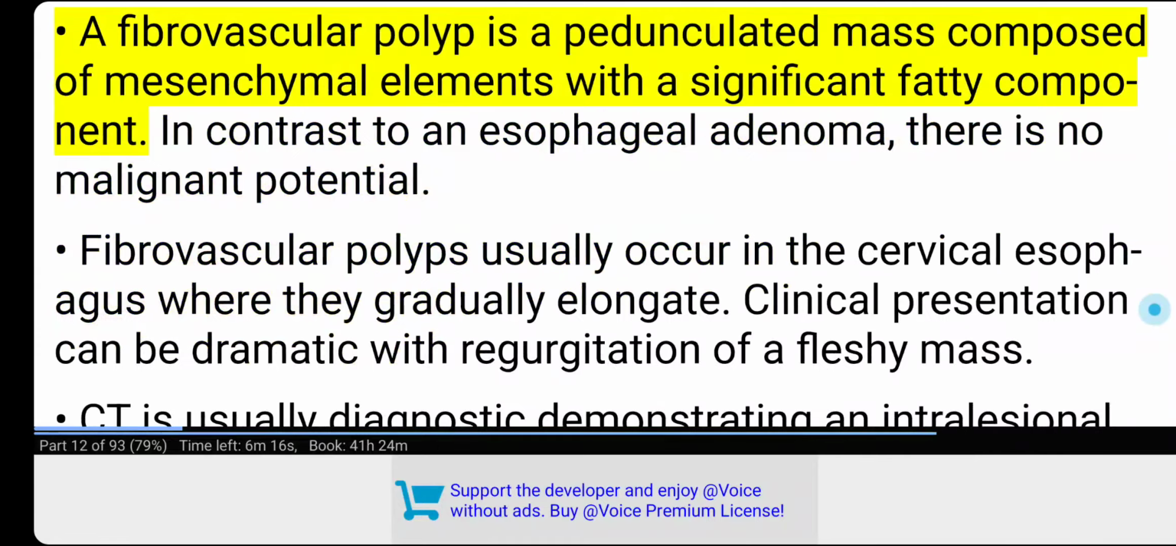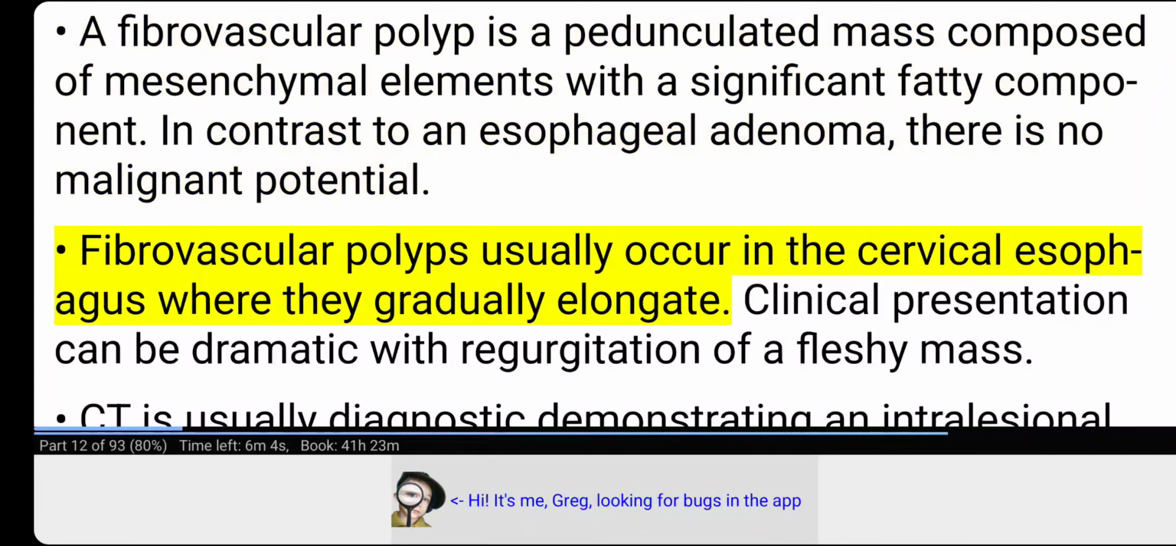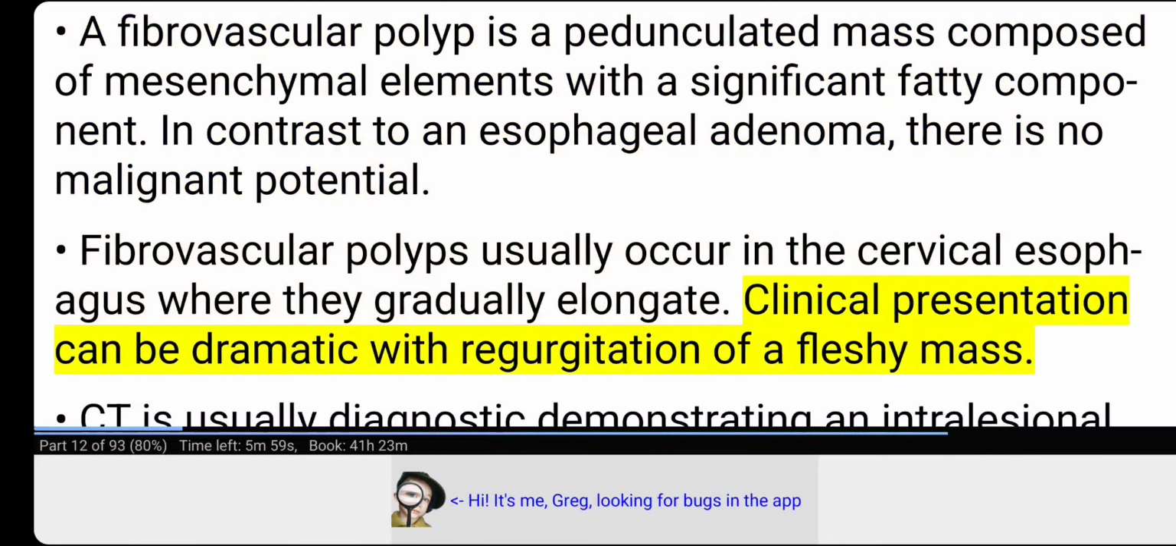Fibrovascular polyp. A fibrovascular polyp is a pedunculated mass composed of mesenchymal elements with a significant fatty component. In contrast to an esophageal adenoma, there is no malignant potential. Fibrovascular polyps usually occur in the cervical esophagus where they gradually elongate. Clinical presentation can be dramatic with regurgitation of a fleshy mass.